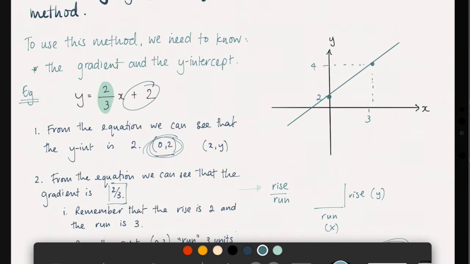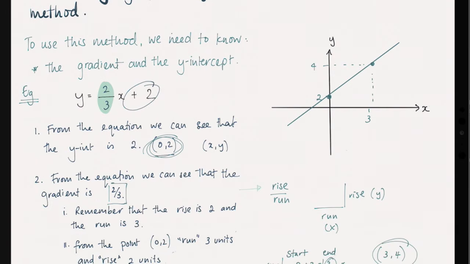So like before, really important to label your coordinates. So we've got 0, 2 here, we've got 3, 4 here, and I'm just going to write the equation as well. Now this method, and that's it. So with this method, it does take a little bit of time to really break down what's going on.